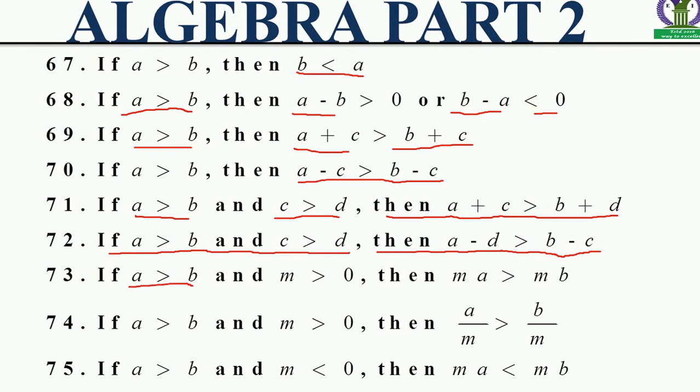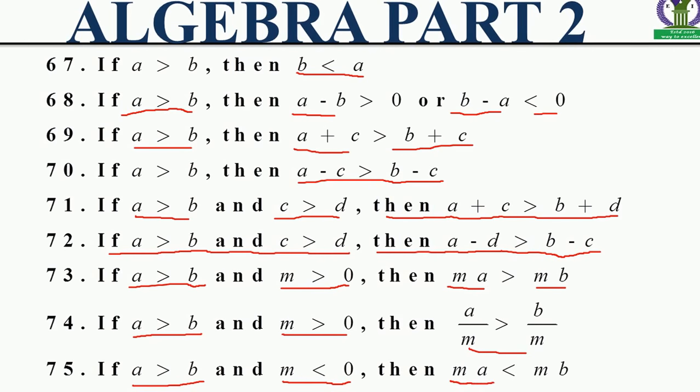If a is greater than b and m is greater than 0, then ma is greater than mb. If a is greater than b and m is greater than 0, then a by m is greater than b by m. If a is greater than b and m is less than 0, then ma is less than mb.